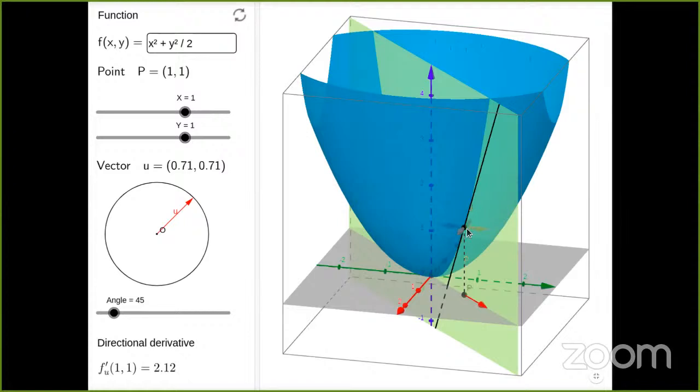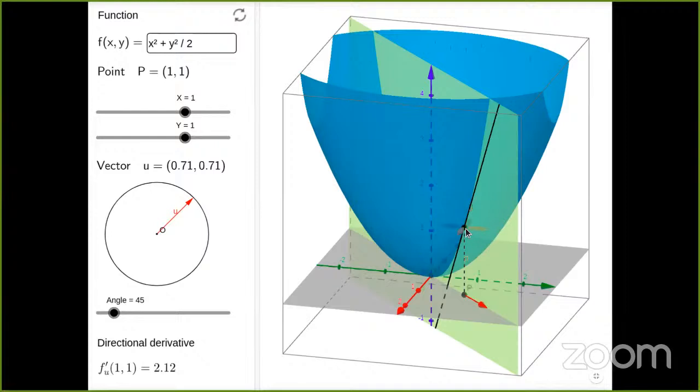So we consider a point P. P is 1, 1 here. You can see the point P, I am indicating it with the cursor. And for the unit vector, I am taking a vector making a 45-degree angle with the x-axis and y-axis in both directions, so 0.71, 0.71. And we are trying to see how the directional derivative is working.